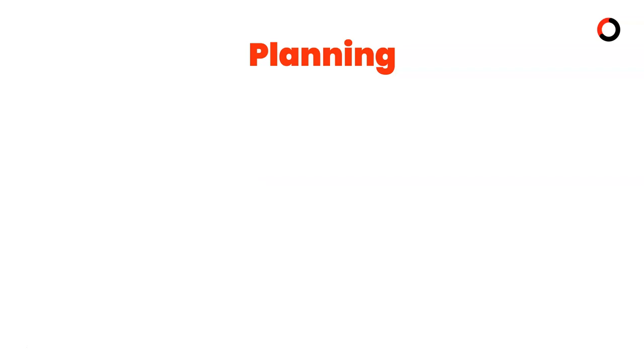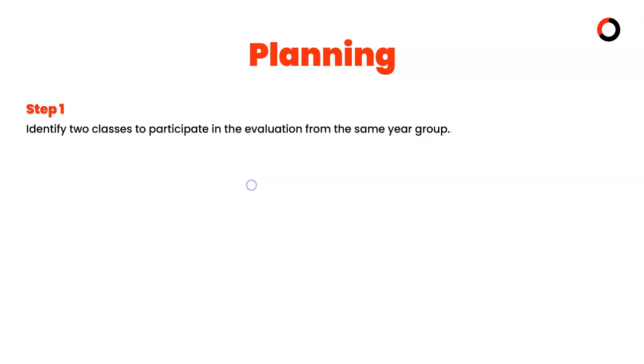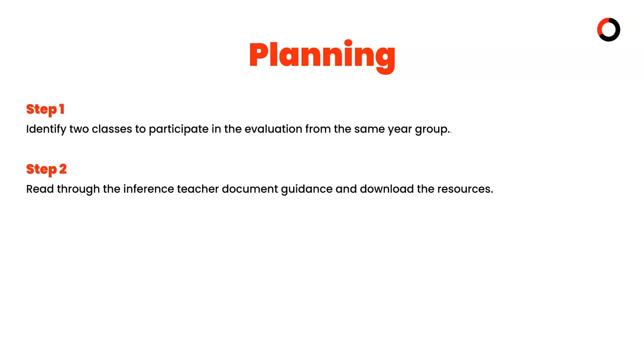So let's look at this from a planning point of view. So step 1, identify 2 classes to participate in the evaluation from the same year group. Read through the Inference Teacher document guidance and download the resources. We do include a prompt for ChatGPT, so if you don't have a guided reading time in the week, then you can potentially use the ChatGPT prompt to create some text to then use for inference.